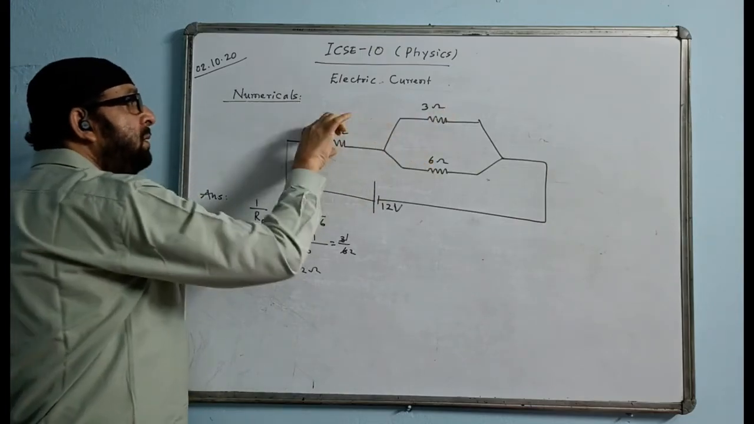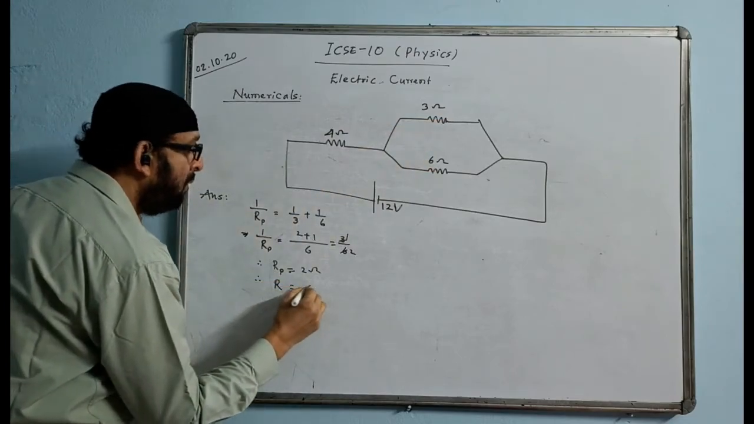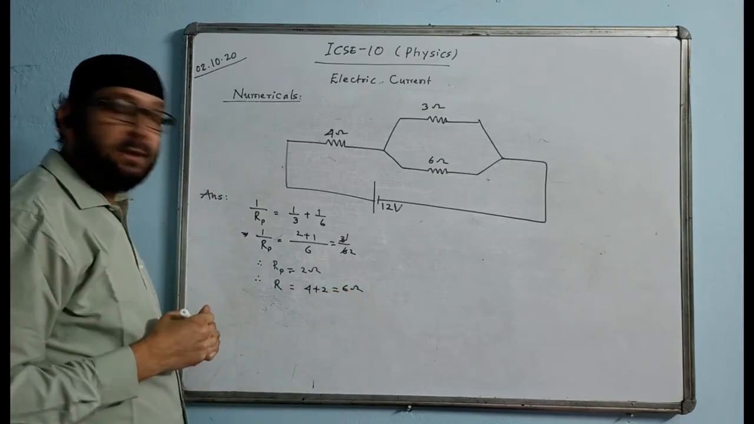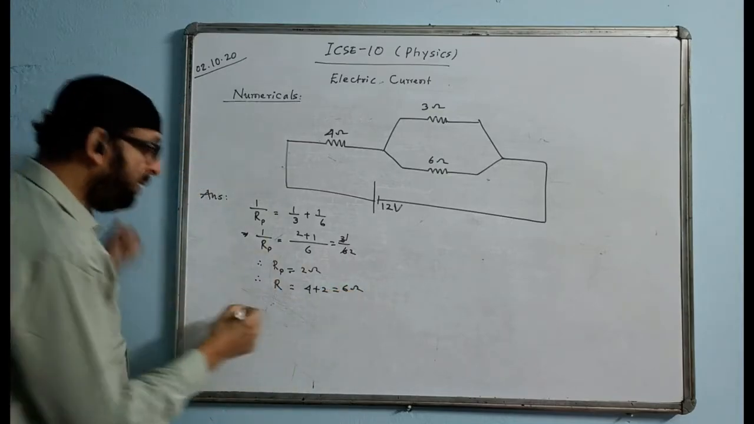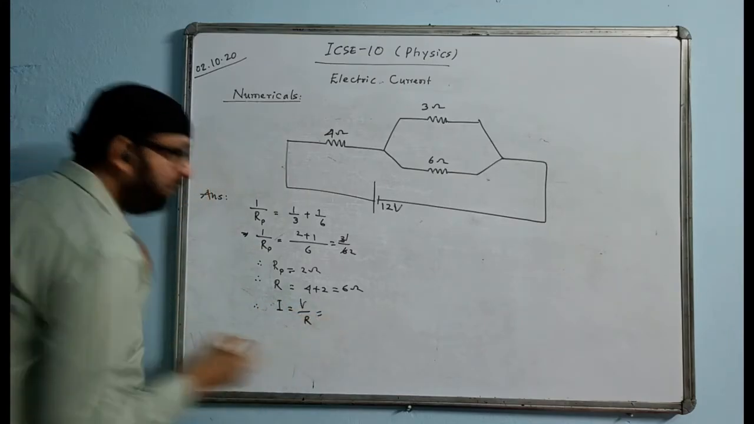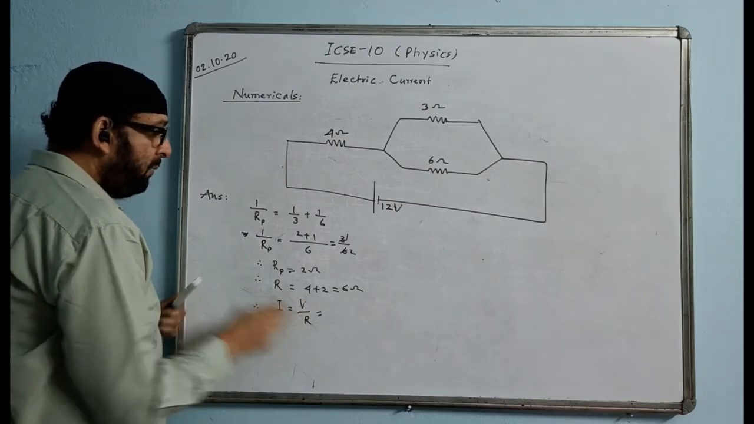This is 2 ohm and this is 4 ohm. They are in series. Therefore, the total resistance R is equal to 4 plus 2, that is 6 ohm. Total resistance is 6 ohm. Now we will find current. Therefore, current I equal to V by R, Ohm's law formula, V equal to IR or I equal to V upon R.